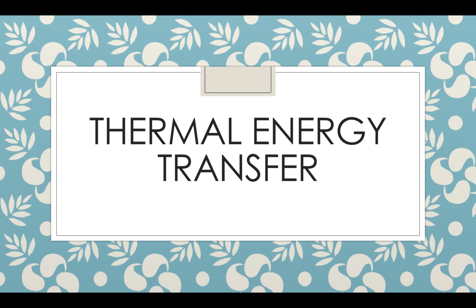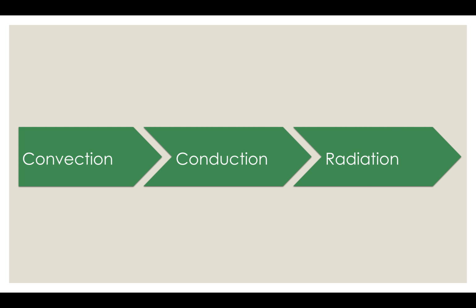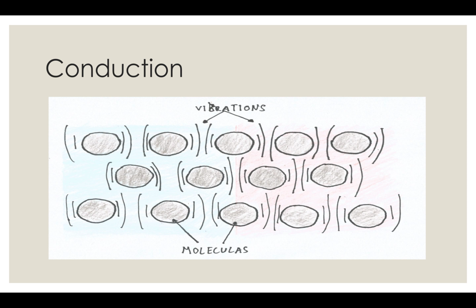Looking at how we can transfer heat from one place to another. In physics, we call it thermal energy transfer. Thermal energy can be transferred in three different ways. It can be transferred by convection, conduction, and radiation. Let's have a look at conduction.